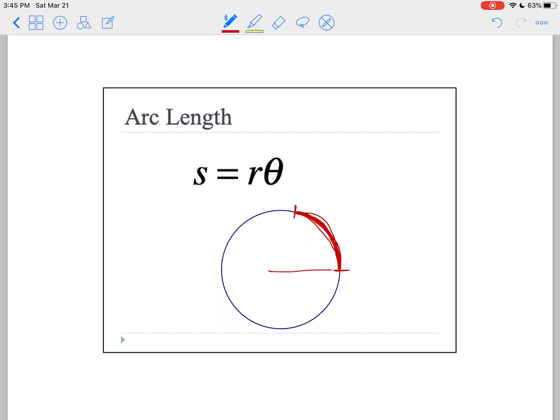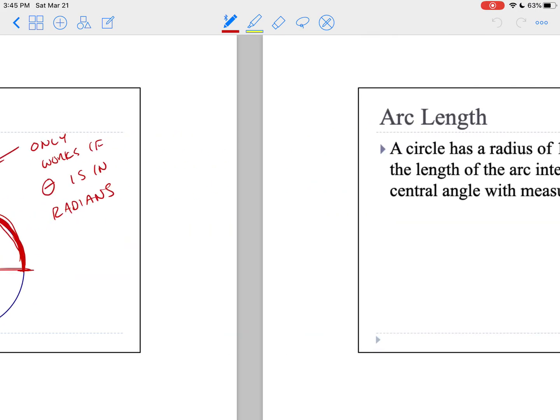And we can find that arc length by taking whatever central angle created that, in radians, and we multiply it by the radius of the circle, and that'll give me the length of this segment right here. Now this formula only works if theta is in radians. If theta is not in radians, then this formula cannot be used.